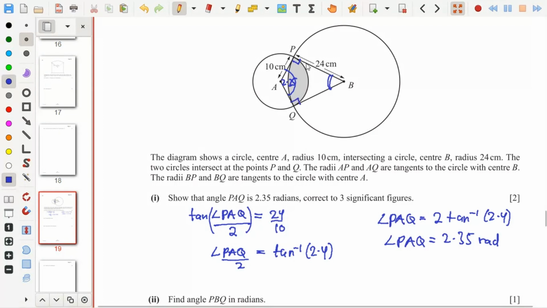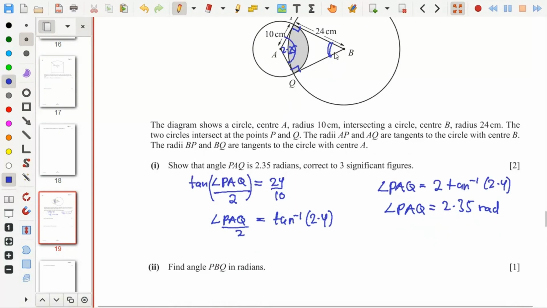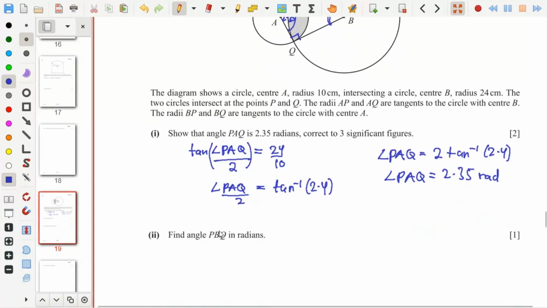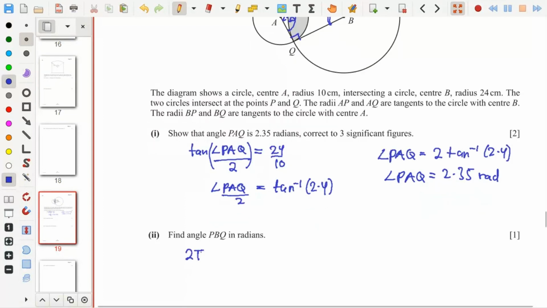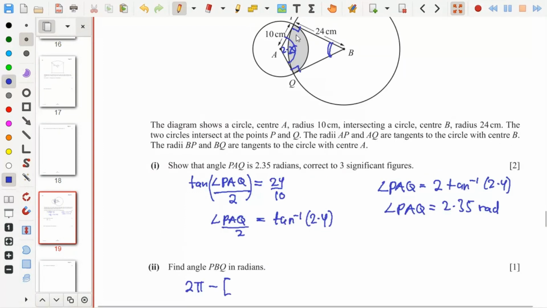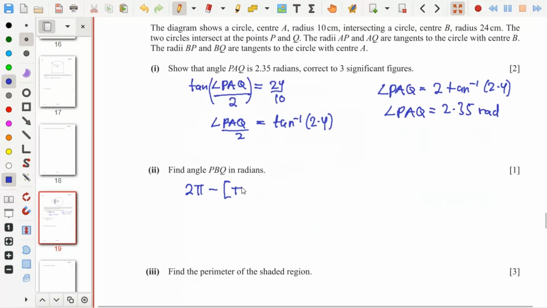You know, yes, 90, yes, 90, which is the same as pi on 2, pi on 2. So we can find the angle here because this is a quadrilateral. The total angle in a quadrilateral is 360, which is 2 pi minus 90 plus 90, which is pi, plus the angle that we just found, 2.35. So this should give us, calculate that one too and see what you get. Okay, so I'm getting 0.792 radians.